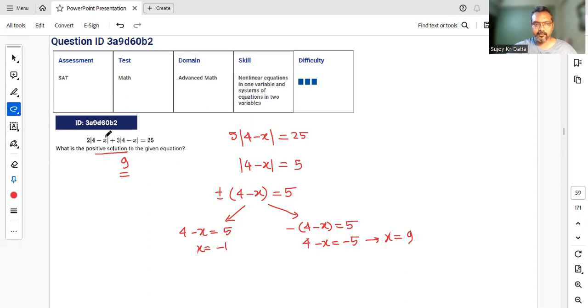If you plug in to check, 4 minus 9 is negative 5. The absolute value is 5. 5 2s are 10 plus 5 3s are 15. They add up to 25.